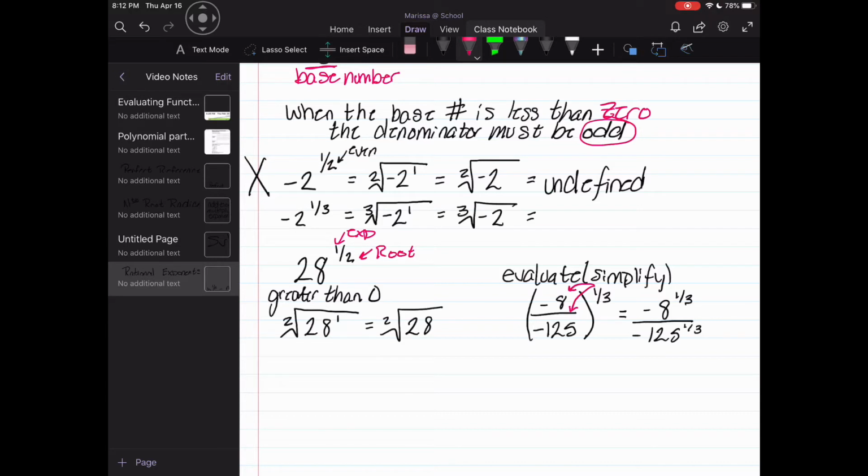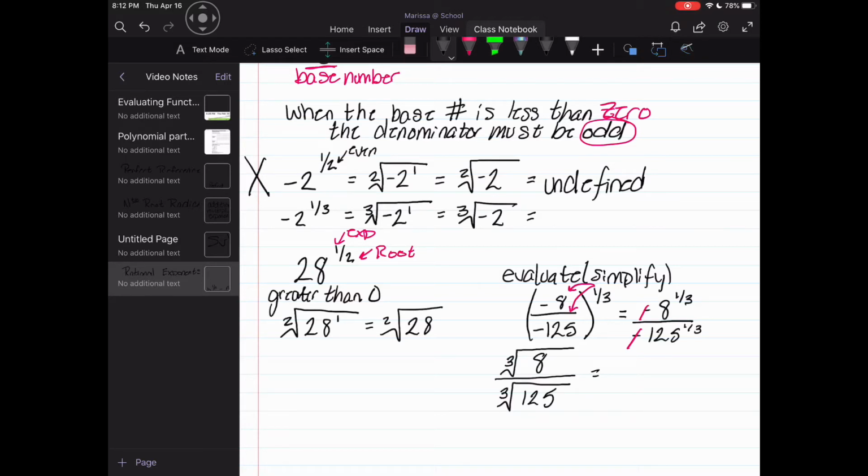So the first thing I see here when I simplify this and distribute that in, I have a negative in the numerator and a negative in the denominator. So a negative divided by a negative is a positive. So I'm just going to cancel those out right now. So now I need to rewrite this so that I can visualize what I'm actually doing. So I will have the cubed root, because remember the denominator becomes my root value, of 8 to the first, which is just 8. And then I'm going to have the cubed root in the denominator of 125 to the first power, which is just 125.